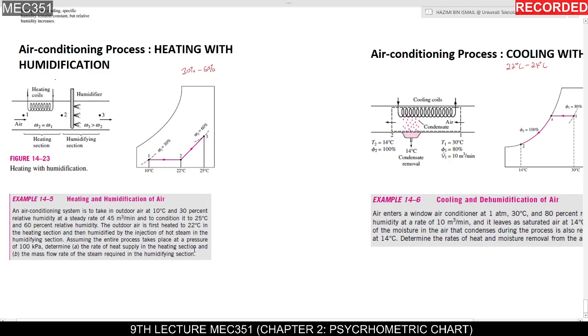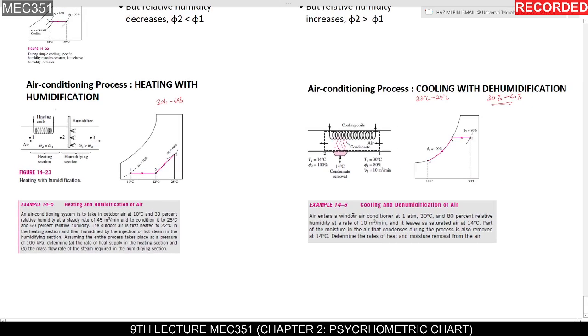So until the next video, I think that's all. And just like I mentioned earlier, the example 14.5, this one, and 14.6, this one, I will show you how to calculate and how to use the psychrometric chart in the next videos.